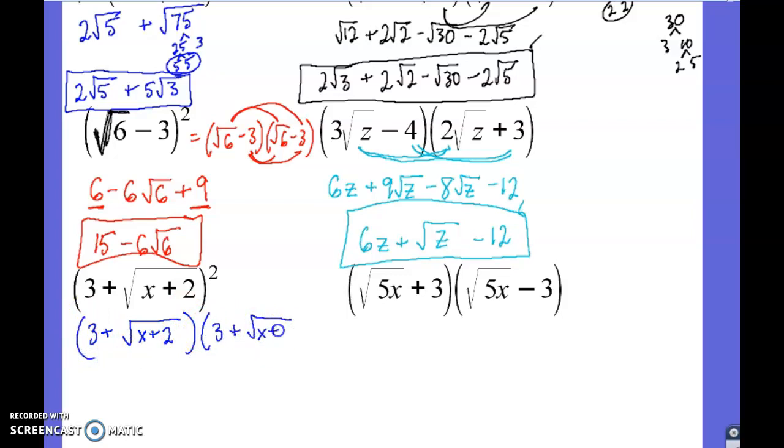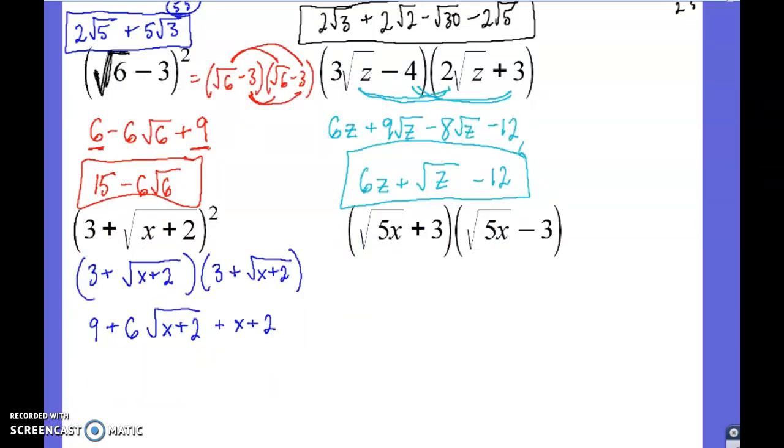Squaring means multiply by itself. So as I FOIL or distribute, 3 times 3 is 9. The outside would be 3 radical x plus 2. The inside is another 3 radical x plus 2. That is a total of 6 root x plus 2. Now the last piece that I'm going to have is the square root of x plus 2 times the square root of x plus 2, which will undo the square root. So you're just left with x plus 2 from that. However, I do want you to take it a step further and think about how you can combine like terms. 9 plus 2 is 11. So that's how I want to see that answer.